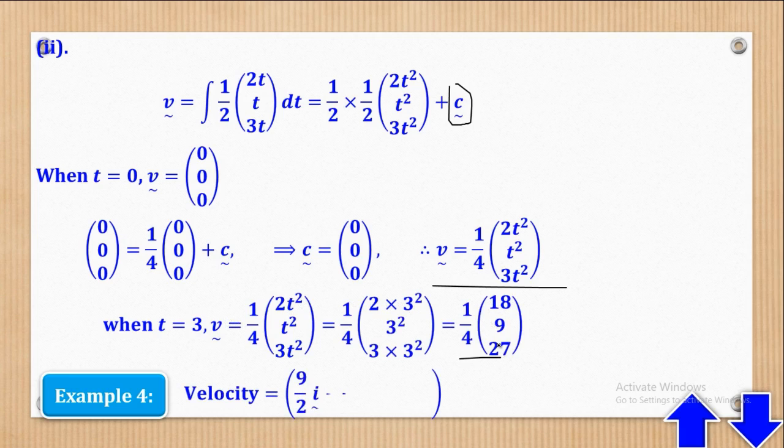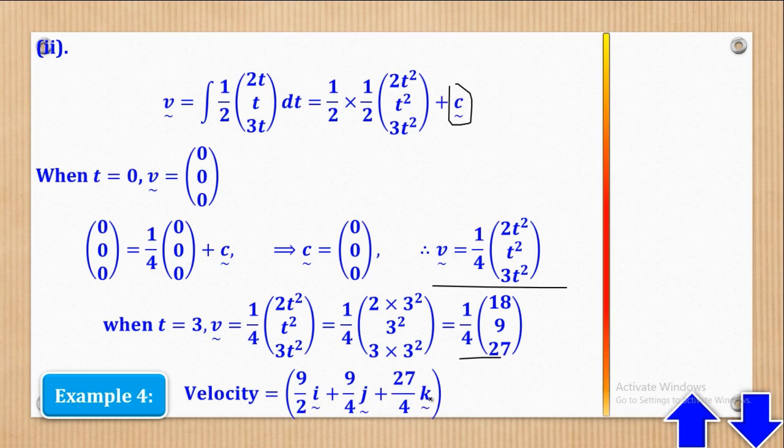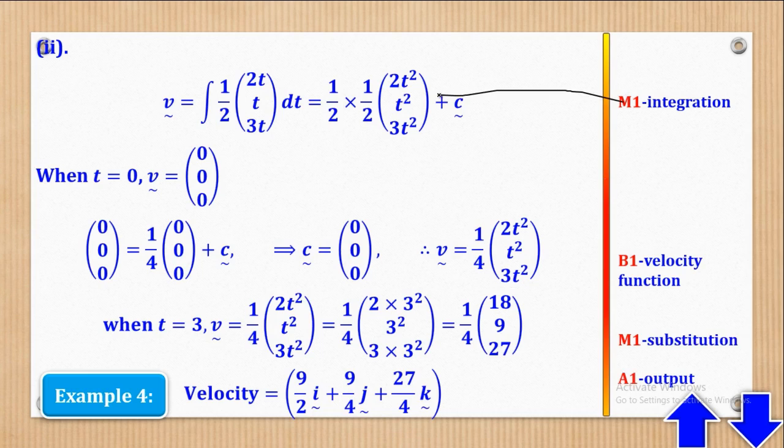Therefore, I can write in terms of ijk: it will be 9 over 2 i plus 9 over 4 j plus 27 over 4 k. So basically that was Roman 2, and now let's see the marks for Roman 2. M1 will be for integration, and B1 is for the velocity function. In this integration, the constant of integration has to be seen. Then this M1 is for substitution, and this A1 is for the output.